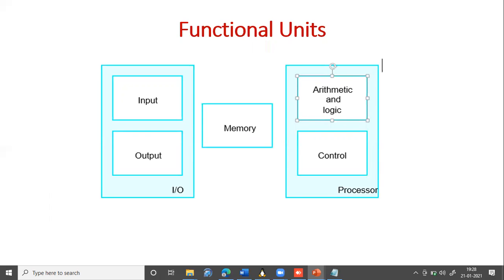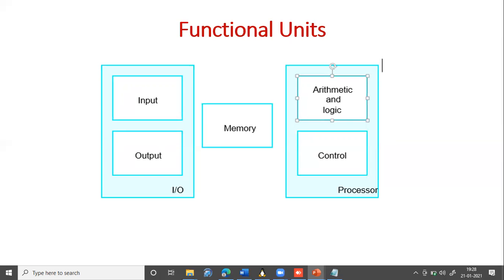Then let us move to the functional units of a computer. So what are the functional units of a computer? These are the typical functional units of a computer. A computer will have an IO module, that is input output module. The input module is the one through which the computer receives the input, and the output module is the one through which the computer displays or produces its output to the real world.